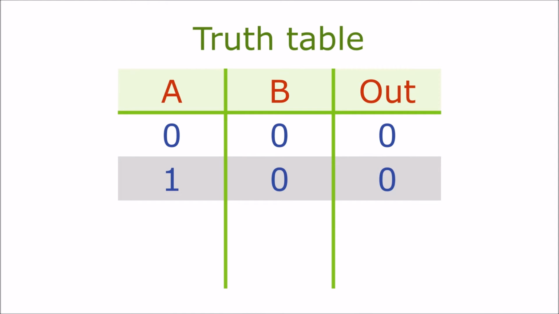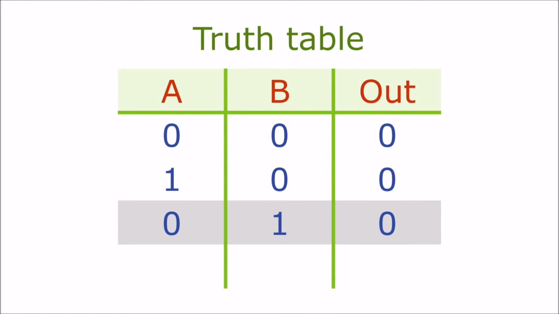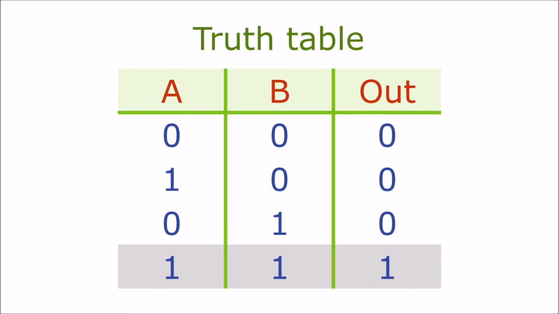If switch A is on but switch B is off, the light is off. If switch B is on but switch A is off, the light is off. If both switches are on, the light is on. This is the completed truth table for the circuit.